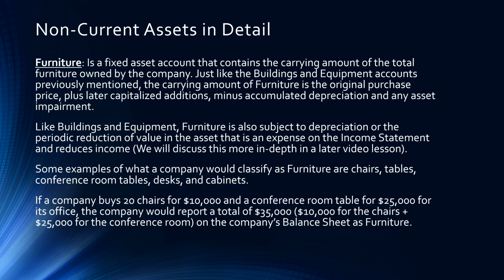Some examples of what a company would classify as furniture are chairs, tables, conference tables, desks, and cabinets. For example, if a company buys 20 chairs for $10,000 and a conference room table for $25,000 for its office, the company will report a total of $35,000, which is the $10,000 for the chairs plus the $25,000 for the conference room table, on the company's balance sheet as furniture.